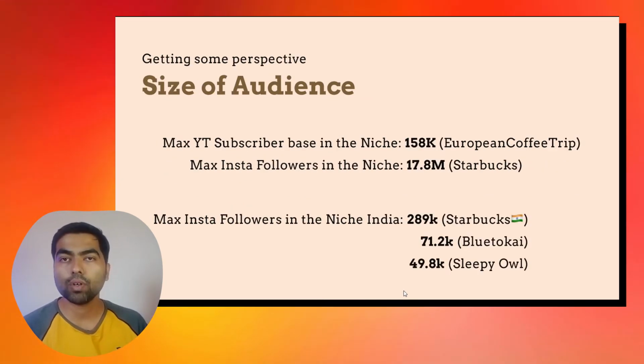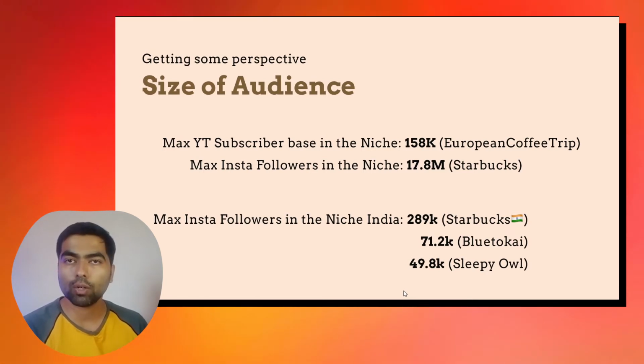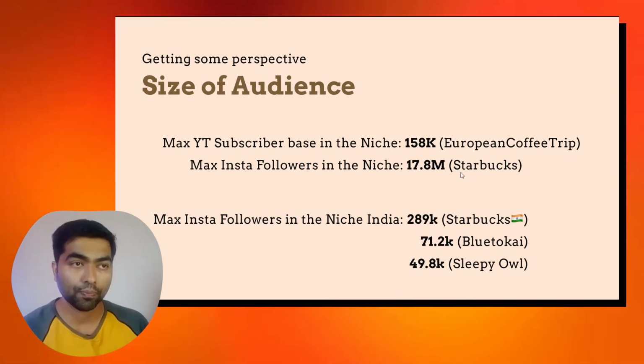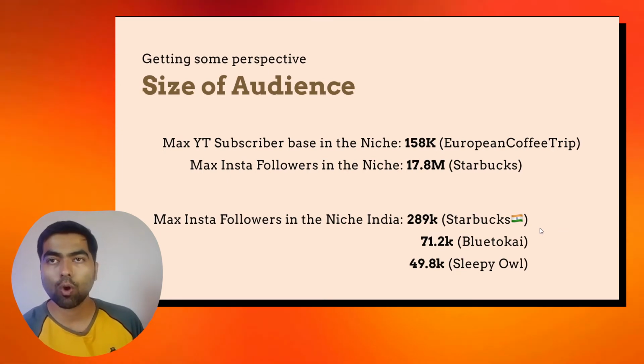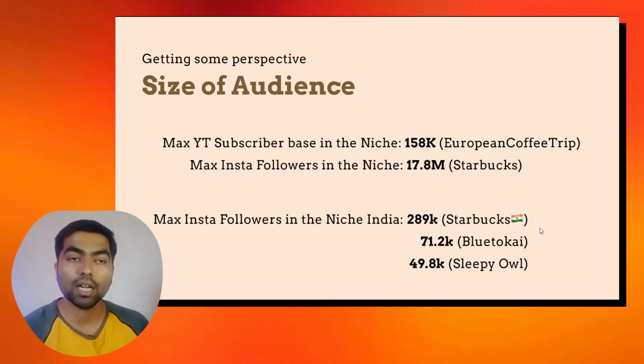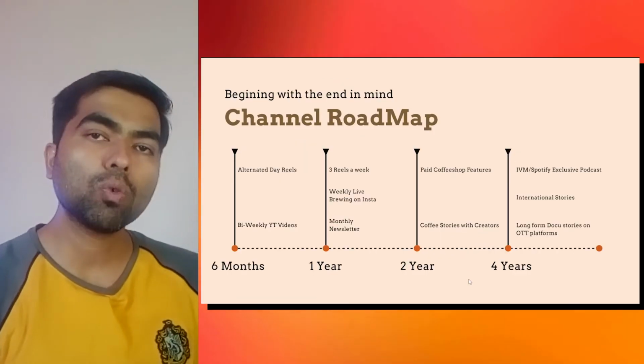Now the next step: when you have a narrow thing that you would implement to make your brand stand out, it's important to know and set the expectations right. For the coffee niche specifically, the maximum YouTube subscriber count in the niche was 158,000 by European Coffee Trip, and the maximum Instagram followers was obviously by Starbucks. In India specifically it was this much for Starbucks India, and the second and third place were Blue Tokai and Sleepy Owl. Next, I chalked out a roadmap.